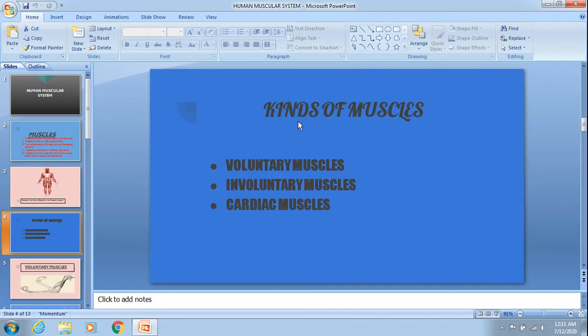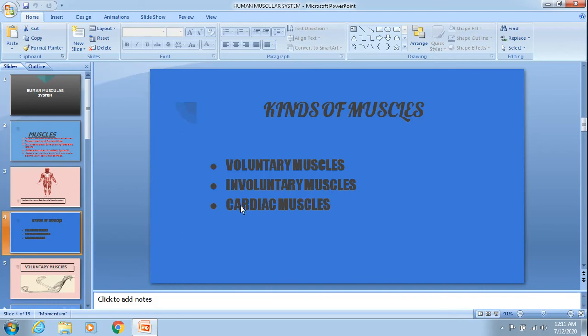The next topic is different kinds of muscles which are present in our body. This slide basically tells you about the three different kinds of muscles present in our body. Moving ahead, the first one is voluntary muscles. The muscles that are under our control or will are known as voluntary muscles. The next kind is involuntary muscles. The muscles which are not under our control or our will are called involuntary muscles. They keep on functioning on their own. They need not get any signal from us to be functional.